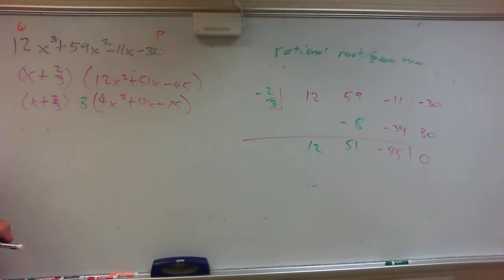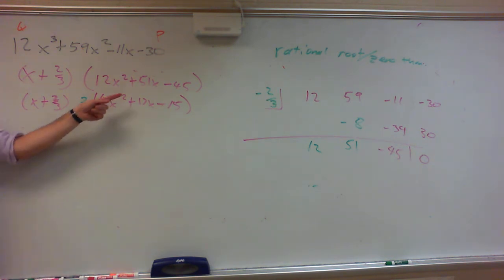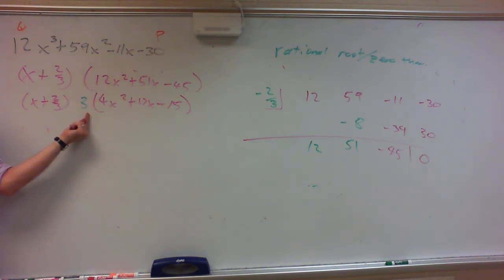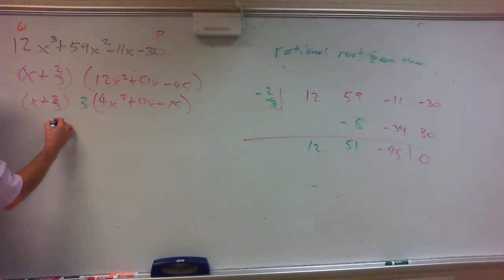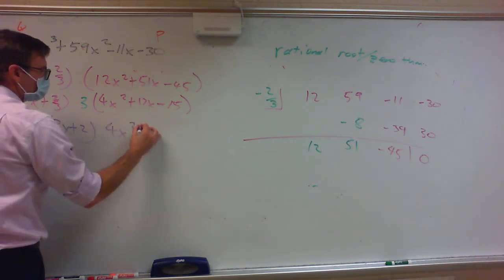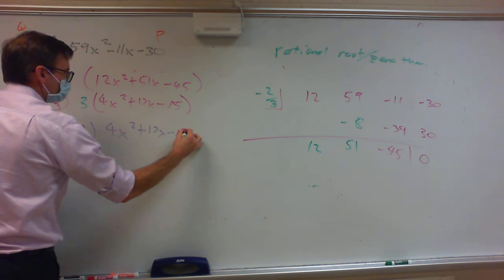And here's the trick. That 3 that we pulled out, we're going to take that 3 and distribute it to this. And what happens if you distribute the 3 to this? 3x plus 2. That's where our 3x plus 2 comes in. And so then we end up with 3x plus 2 and 4x squared plus 17x minus 15.